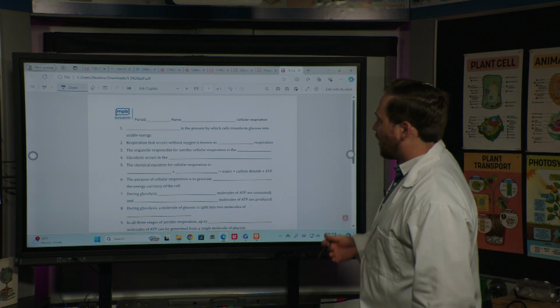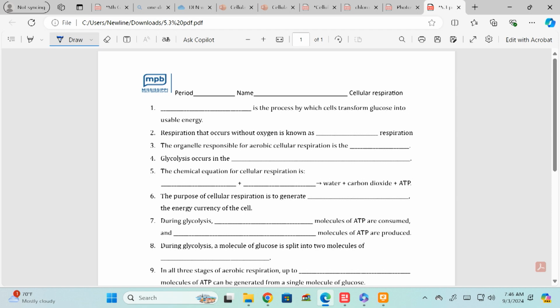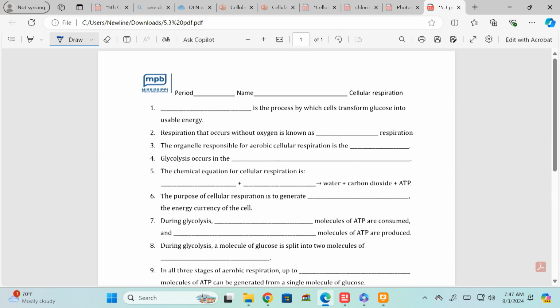So the first one here, number 1, says, what is the process by which cells transform glucose into usable energy? So what is this whole process that we've been talking about called? This is called cellular respiration, okay?